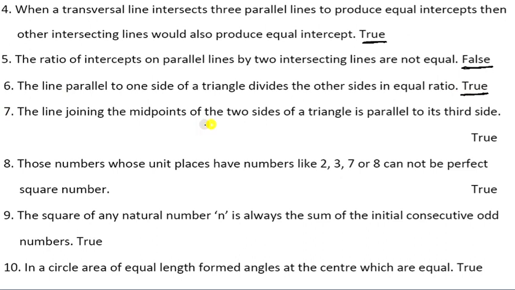The line joining the midpoints of two sides of a triangle is parallel to the third side. It is also true. Now eighth one, those numbers whose unit place has digits like 2, 3, 7 or 8 cannot be perfect square numbers. That is true also. The square of any natural number n is always the sum of initial consecutive odd numbers. That is true also. Now 10th, in a circle, arcs of equal length form angles at the center which are equal. That is true.